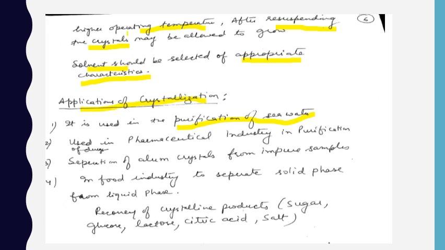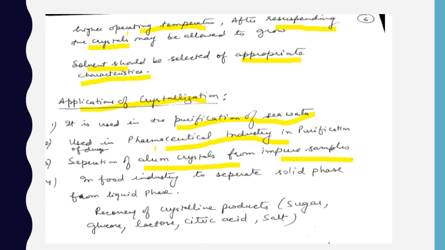Seawater contains various impurities. The main impurity is NaCl, about 3.5% in the seawater, which is highly impure. For purification of the seawater it is used, as well as in the purification of drugs in the pharmaceutical industry, and the separation of crystal compounds like alum crystals from impure samples, as well as copper sulfate crystals from impure copper sulfate solid.